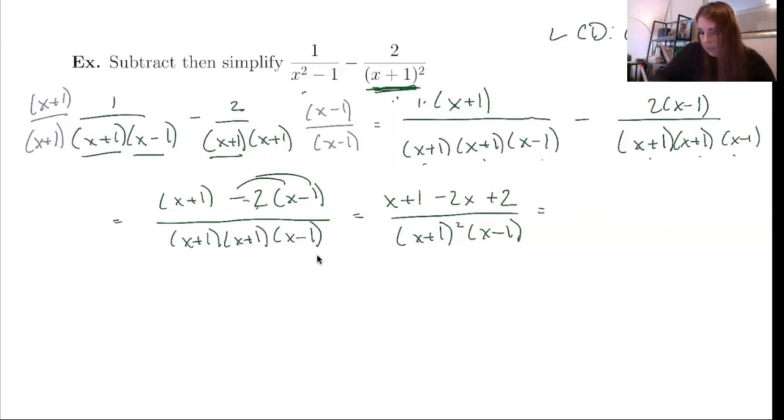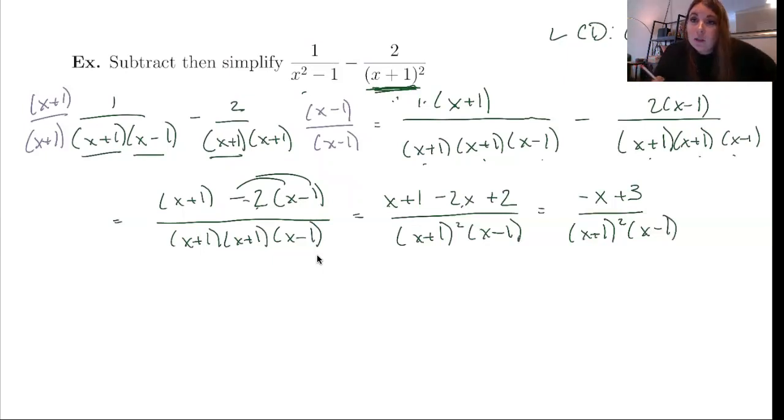And then I'm going to combine these things. So what's that going to look like? That's going to be x minus 2x, so minus x plus 3, over x plus 1 squared, x minus 1. And we know negative x plus 3 is irreducible. A constant times x plus something else that is not divisible by the coefficient in front of x is going to be irreducible, or else I could pull something out. All right, and we're done.